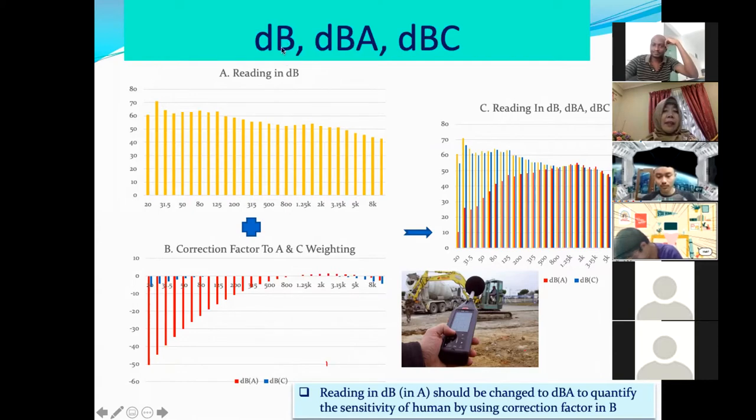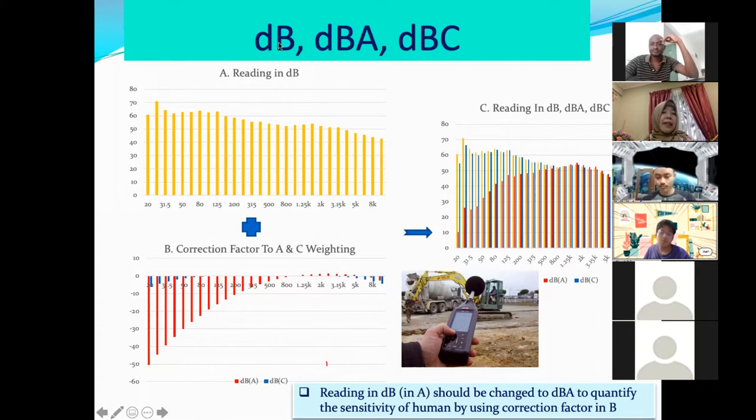If you record dB, then you measure without concern to our ears. It is similar to the loudness just now. If you get this, you can plot it in the loudness plot just now. But if you want to be concerned with human health, you must change to dBA. So this is the original reading without concern to human health.